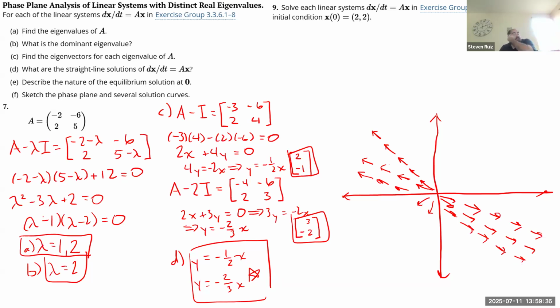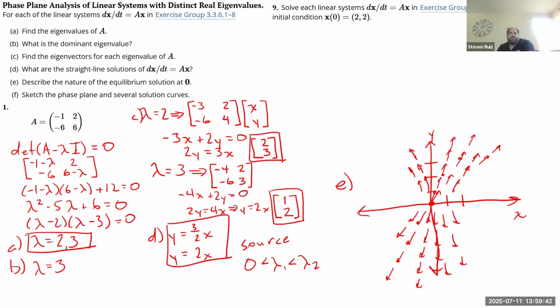All right, so now for question 9, what question 9 says to do is to, I'm covering it up, aren't I? Let's move this menu. Let's actually just make it go away. All right, so question 9, solve each linear system for the initial condition 2, 2. So how do we solve systems like this?